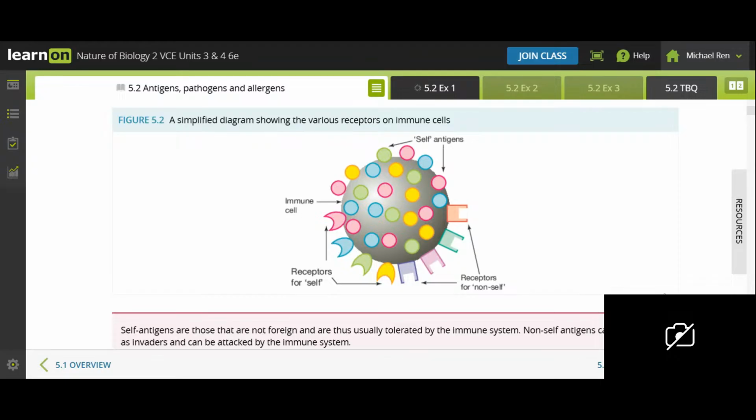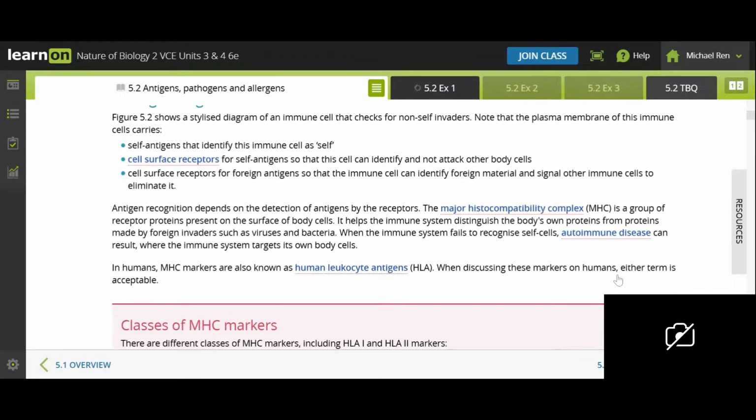Immune cells that are APCs, antigen presenting cells, have MHC-II markers which can present antigens they have obtained from phagocytosis.